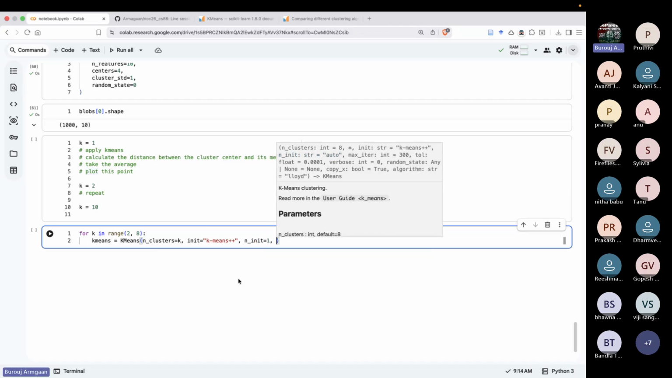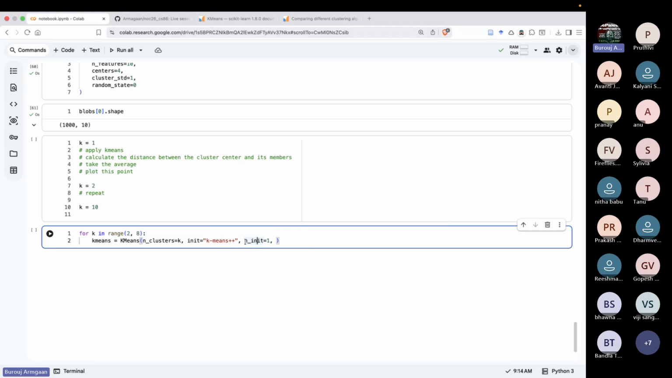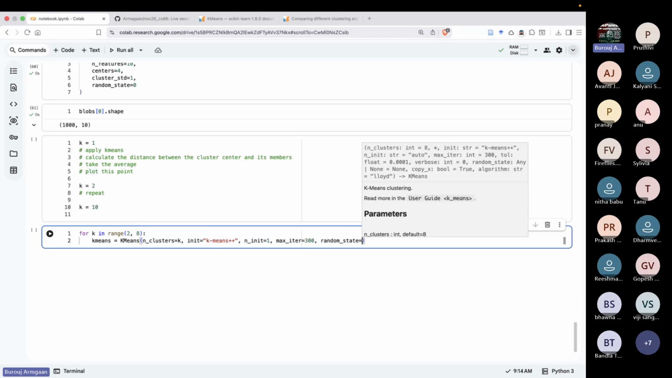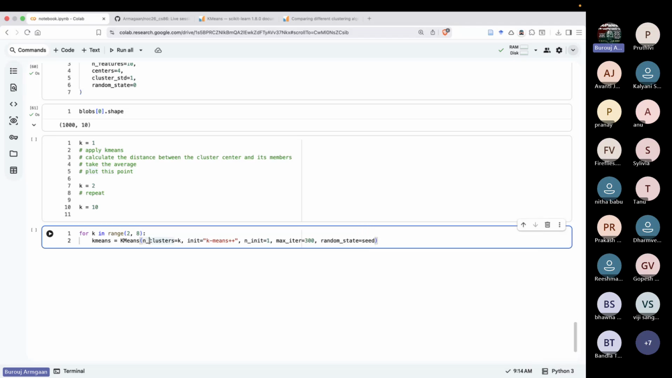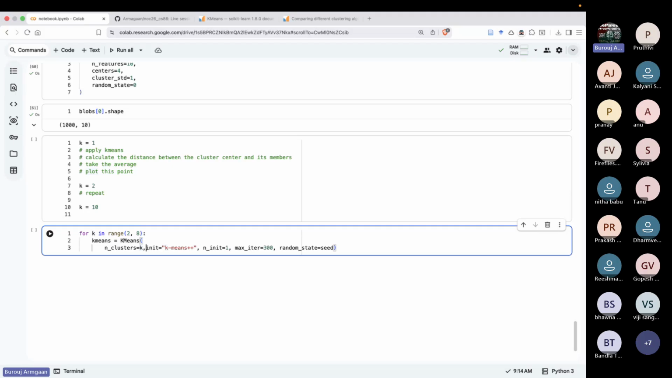And by the way, this is not iteration, just the number of initializations. I don't want you to run k-means again and again and give me the best result. Just use a single initialization and be good with it. We would like to use 300 iterations at, let's say, some random state. We can call it seed. We can also break it like this.